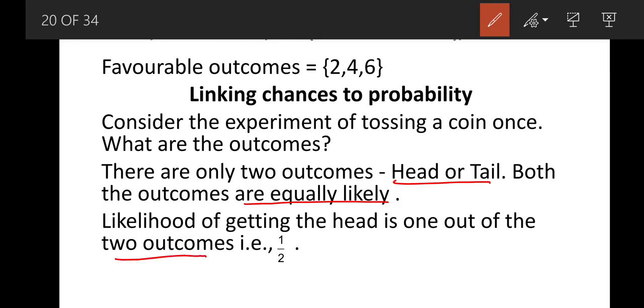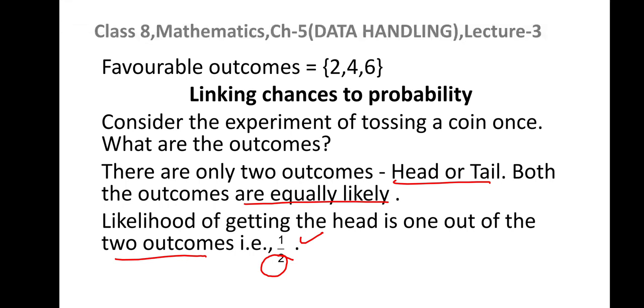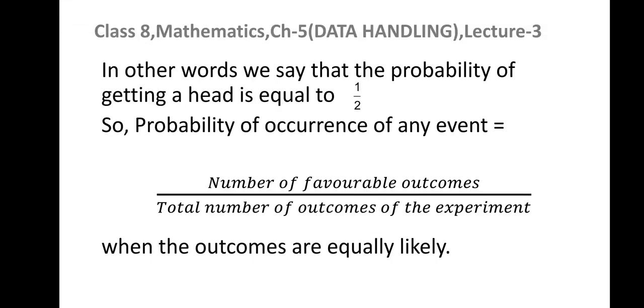So there are two possible outcomes, either head or tail. So the total is 2. I have written 2 in the denominator, but I want head only. So one head is there, that is my favorable outcome. So that is 1. So the probability of getting head is 1 over 2. Similarly, the probability of getting tail is 1 over 2.